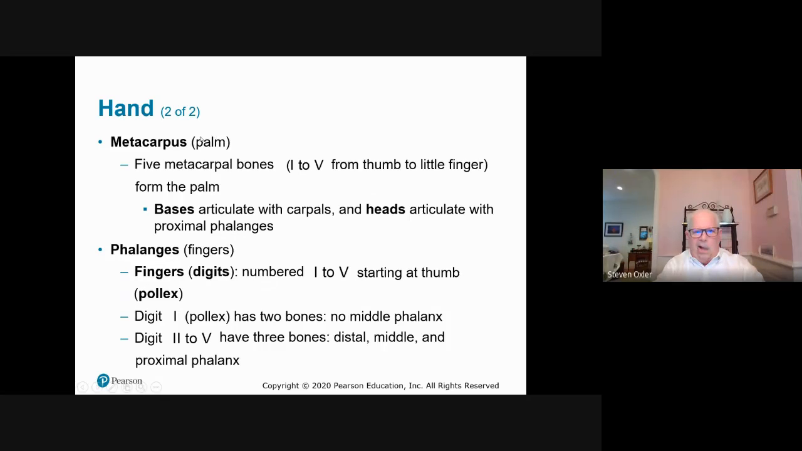The metacarpal, otherwise known as your palm or your knuckles. Obviously, there are 5 of them, 5 bones. And they connect to the fingers, otherwise known as digits. And you know the word pollex, that is your thumb. The pollex has 2 bones, no middle phalanx. The other 4 fingers have 3 bones, a distal, a middle, and a proximal phalanx.